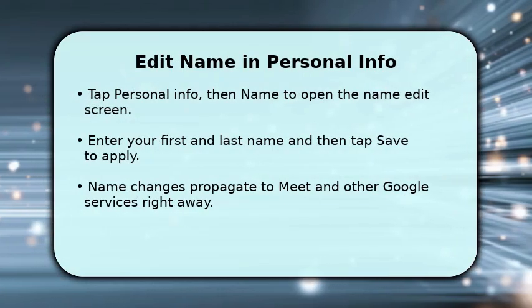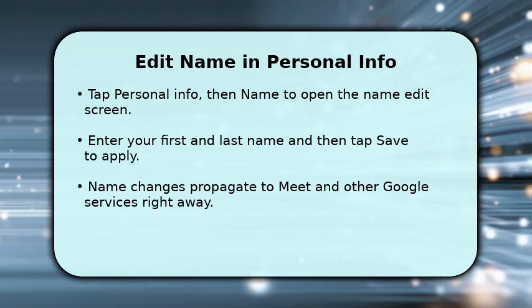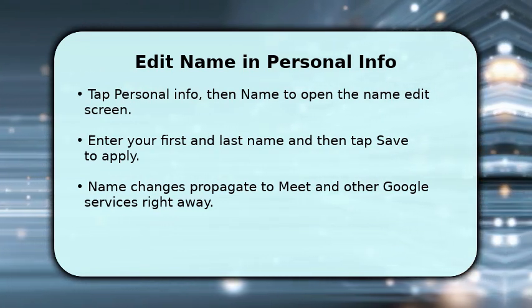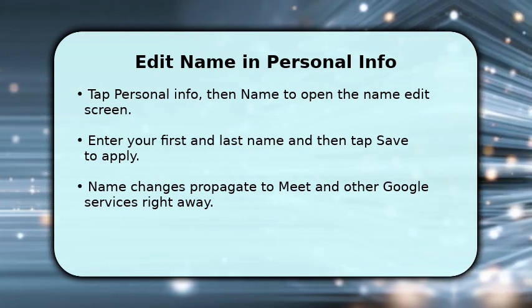Tap Personal Info, the name to open the name edit screen. The screen shows first name and last name fields with your current entries. Tap the field you want to change and use your keyboard to type the new name.